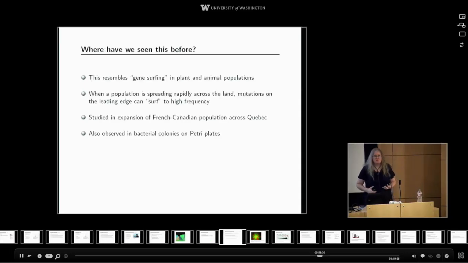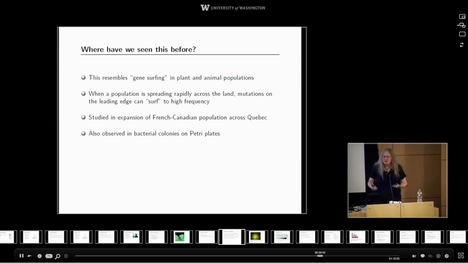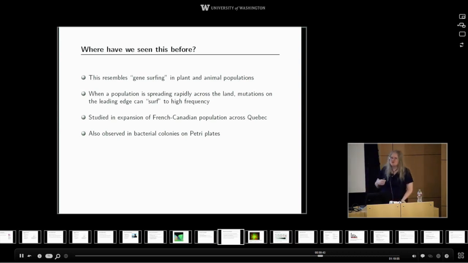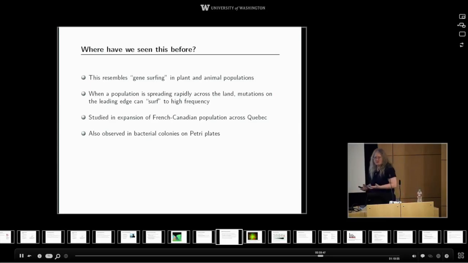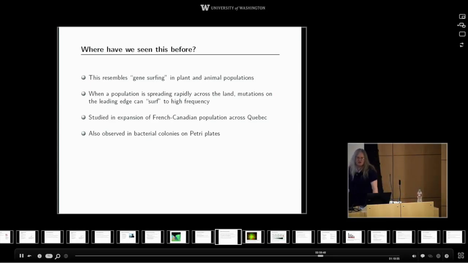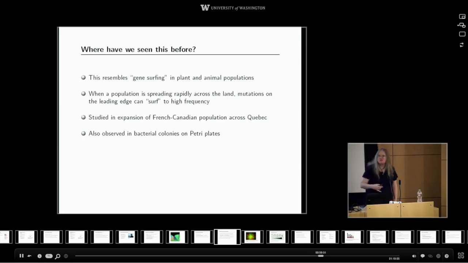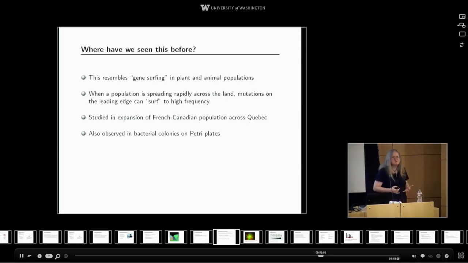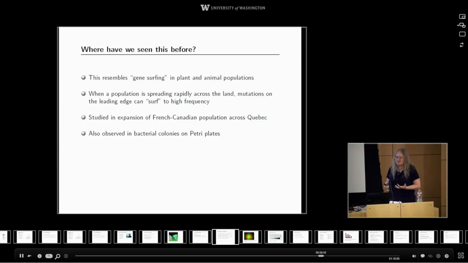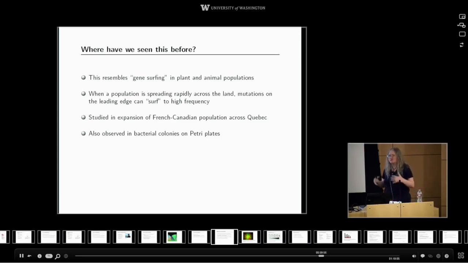We've seen this pattern before, not in esophagus, but it resembles a phenomenon that's been described in the last 10 years in population genetics called gene surfing. When a population is spreading rapidly across an area, mutations that are on the leading edge can surf to high frequency. This was actually first recognized in humans in the settlement of French-Canadian populations in Quebec.